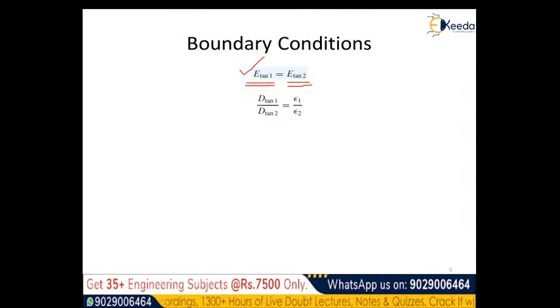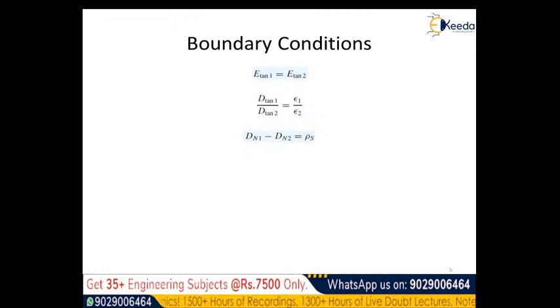Now we have another formulation that describes the relationship between the tangential components of the electric flux densities. From the above relation, if you divide the equation by the corresponding permittivities, we have D tan 1 divided by D tan 2 is equal to epsilon 1 upon epsilon 2. So the ratio of the tangential component of electric flux density in medium 1 to that in medium 2 is nothing but the ratio of the permittivity of the first medium to that of the second medium.